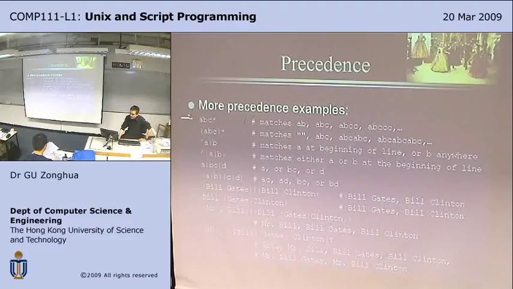So this one means match A, B, parentheses, and then C star. So it matches A, B followed by 0 or more C's. This one means matches 0 or more ABCs. So the empty string matches 0 instances of ABC, or 1 ABC, 2 ABCs, etc.